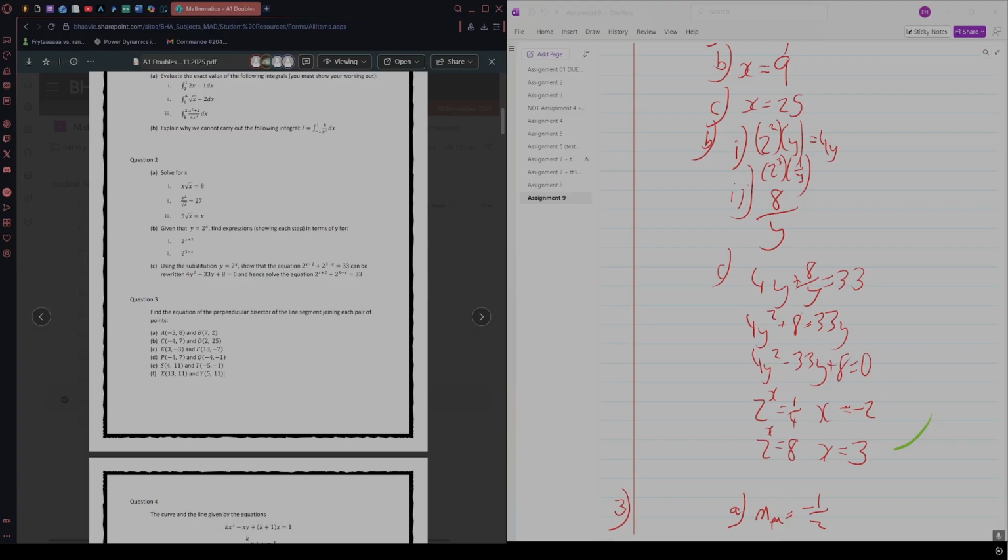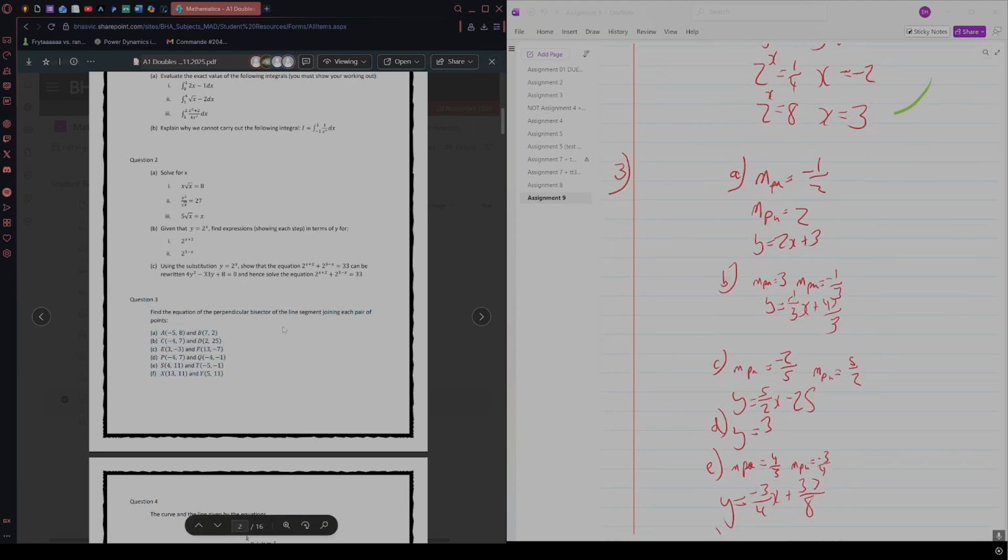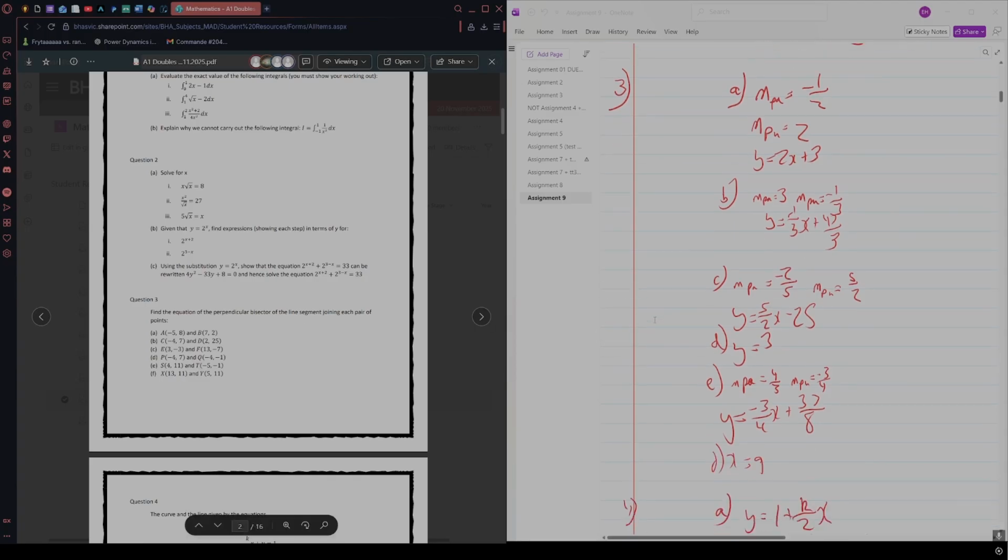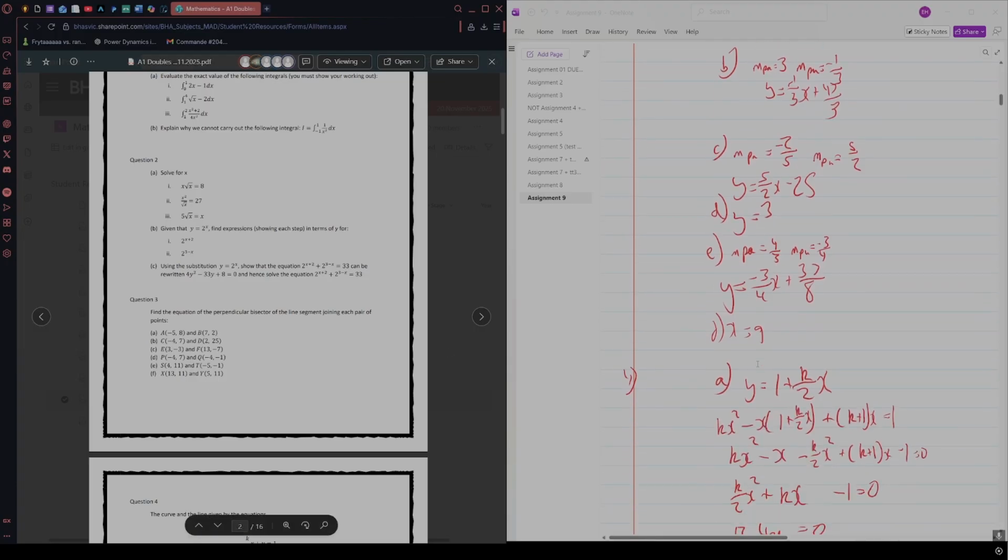This was an evil question. I don't know why they put this here, because it's literally just a waste of 20 minutes or however long it takes you to find the perpendicular bisector. I don't think anyone should be struggling with this. Anyway, next question.